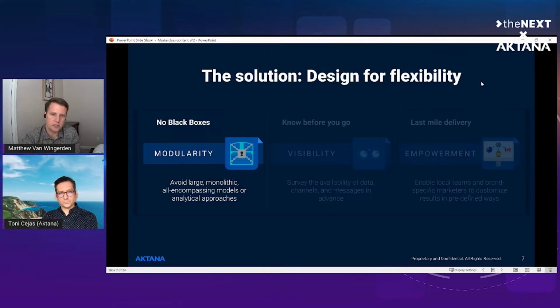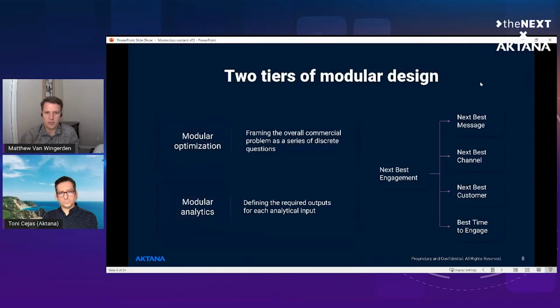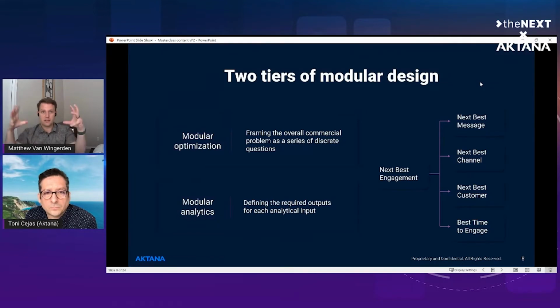So when we talk about modularity, there's two levels of modularity. One is the overall optimization. And you can see an example of that on the right-hand side, where a lot of times we talk about next best engagement. And sometimes we talk about this as one chunk, right? Like we're solving next best engagement, but really we're solving a number of different problems, which is next best message, next best channel, next best customer, because sometimes we have to prioritize between customers for channels that are limited in resource, and also the best timing.